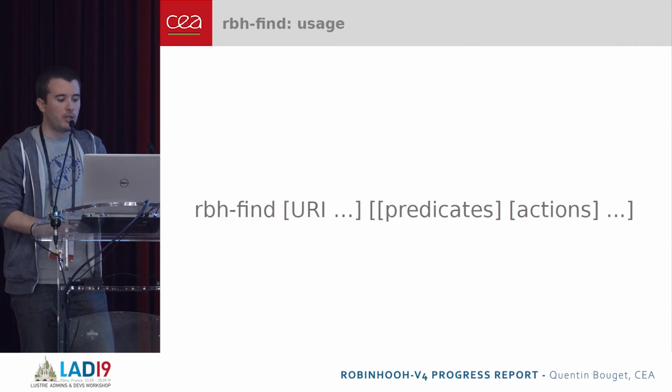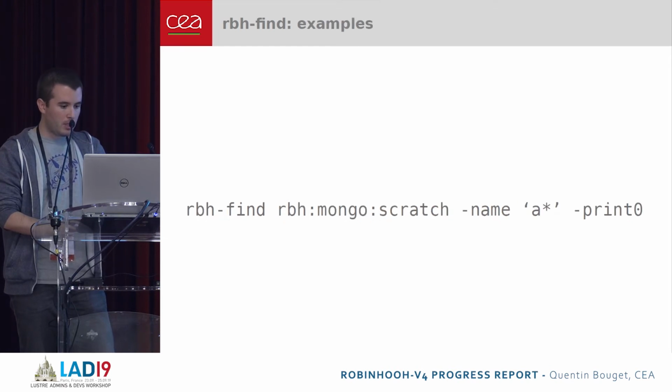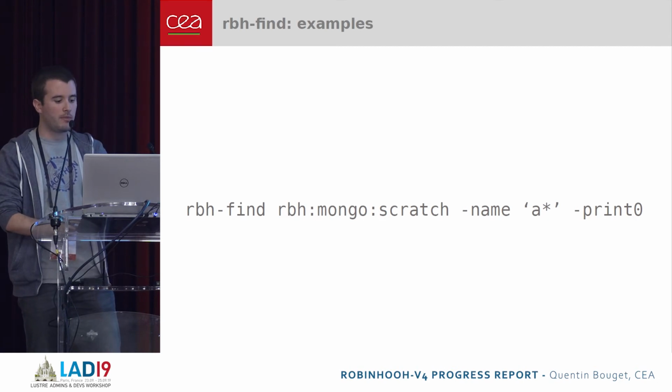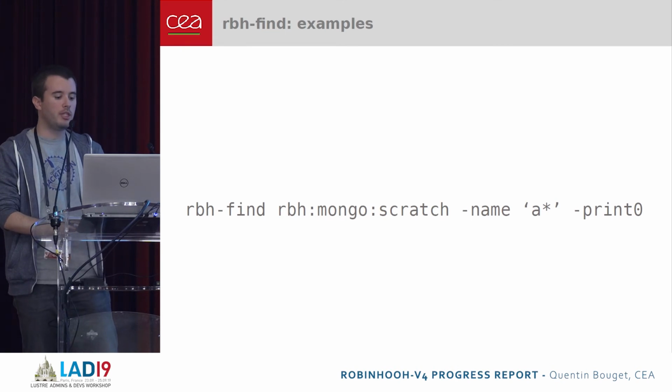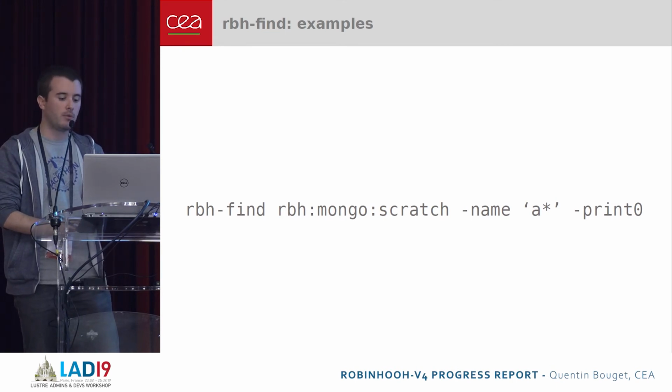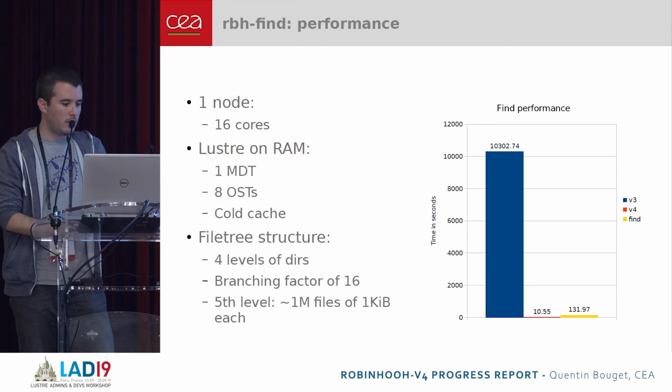The usage looks very much like regular Find, except that instead of a path, you would use a RobinHood URI. The rest of the command line is exactly the same as regular Find. So this is an example. You would run RobinHood Find on a RobinHood backend of the type Mongo. The file system's name would be Scratch, and you would query the RobinHood backend for every file that starts with an A and print them out with no character in between them.